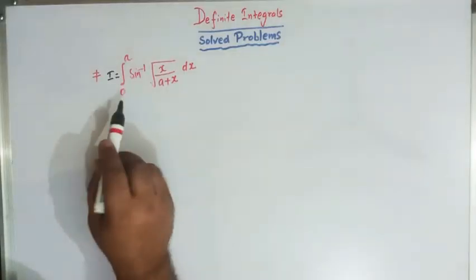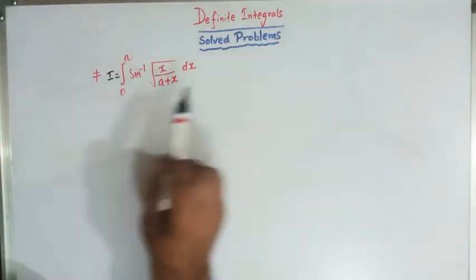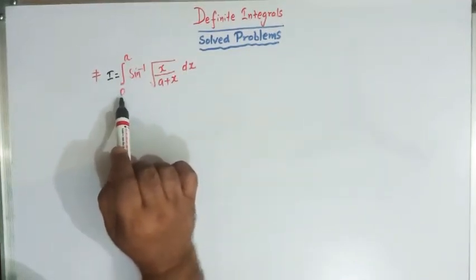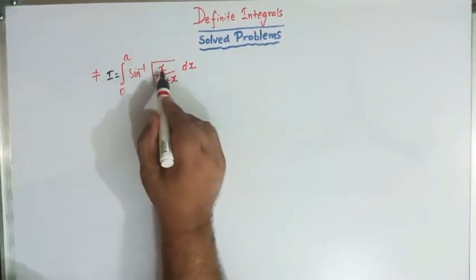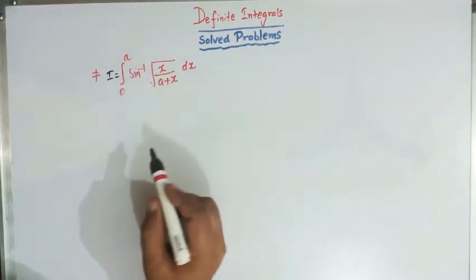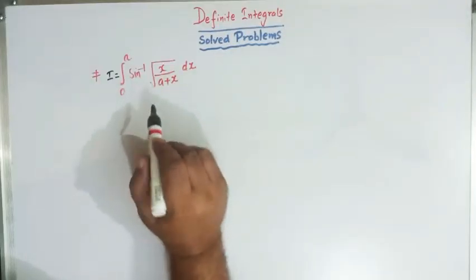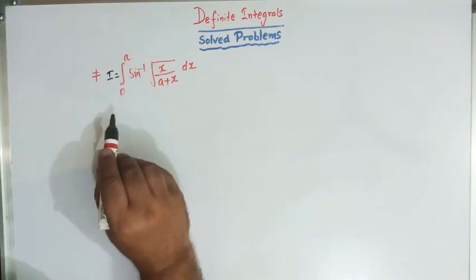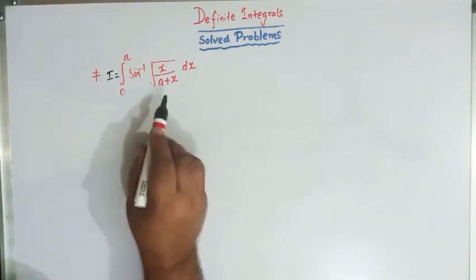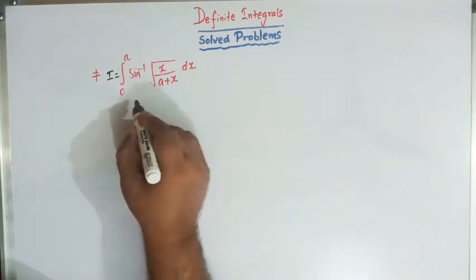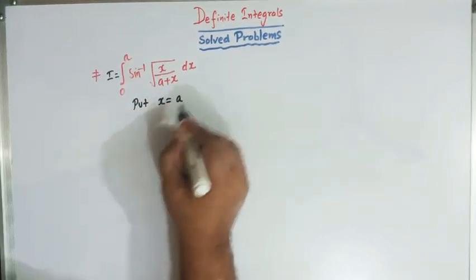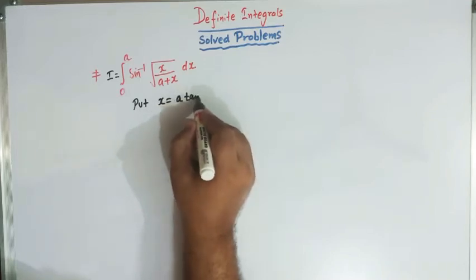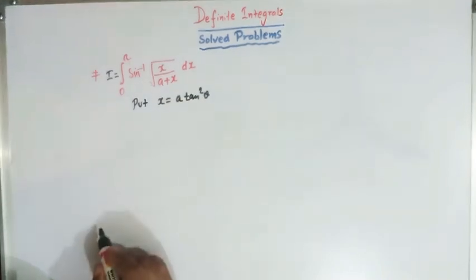Now let us take this problem. Here we have to evaluate this definite integral from 0 to a of sine inverse square root of x divided by a plus x. Viewers, here we will apply first the method of substitution. So let us substitute x equal to a tan square theta, right?